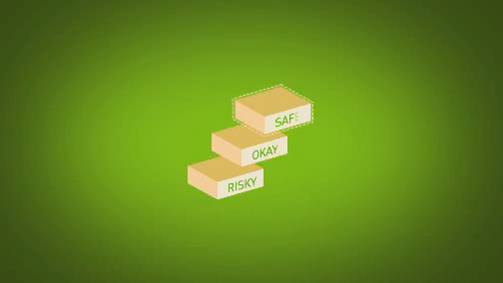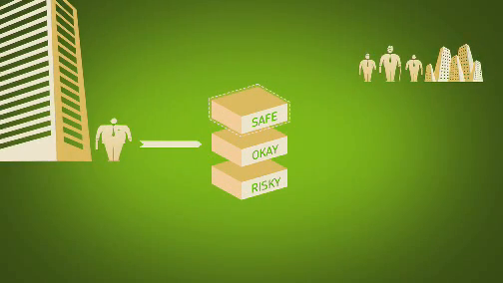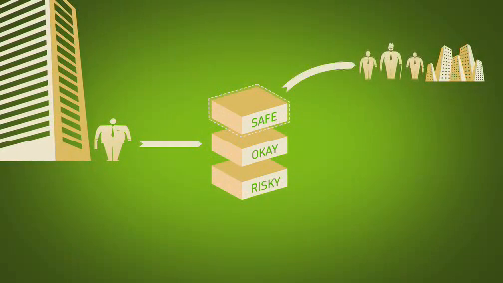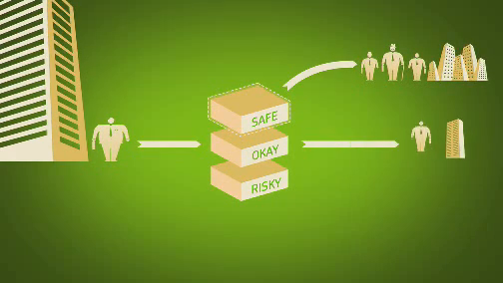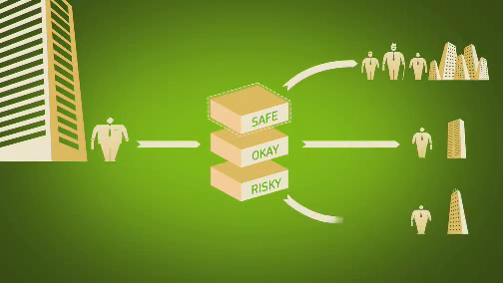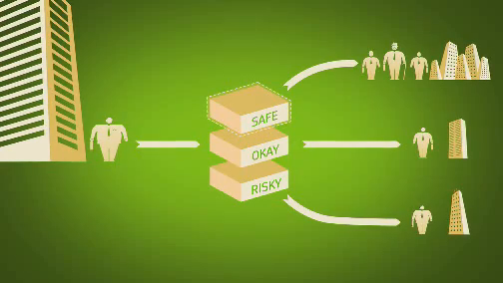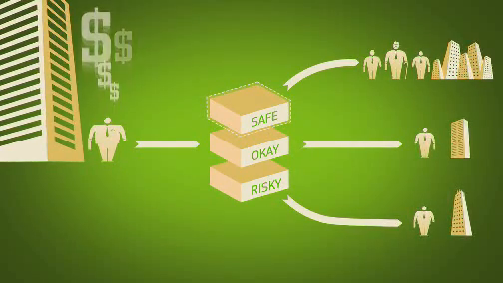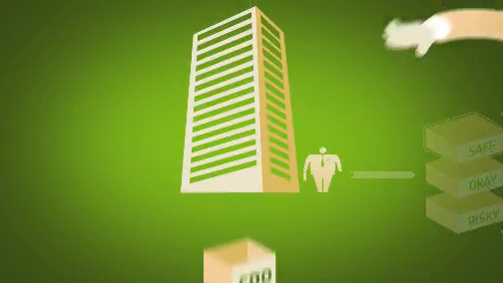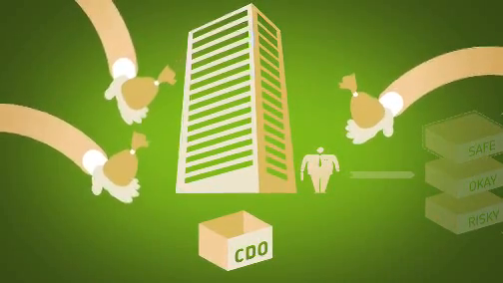Because of the AAA rating, the investment banker can sell the safe slice to the investors who only want safe investments. He sells the OK slice to other bankers, and the risky slices to hedge funds and other risk takers. The investment banker makes millions. He then repays his loans.